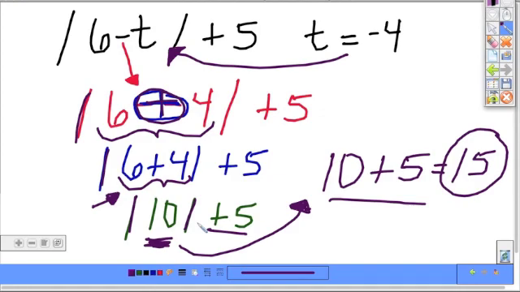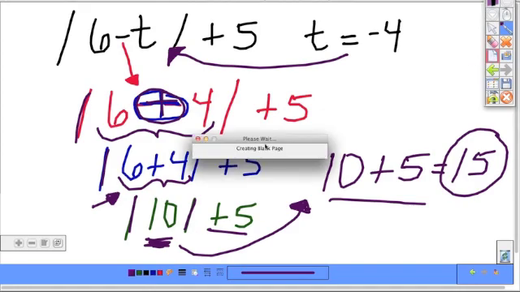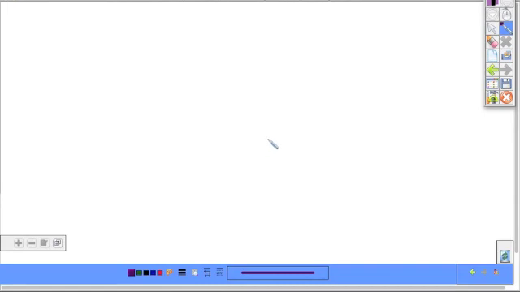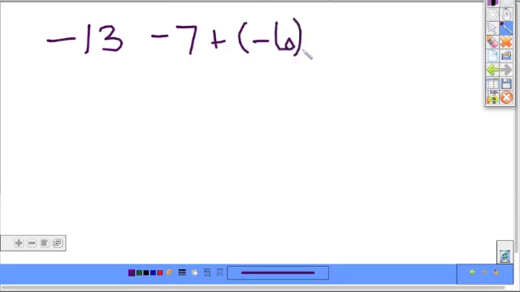Okay? Let me try one more. All right, this last one here, we're going to do a 3-digit one. We have -13 minus 7 plus a negative 6. All right. First thing I'm going to do is kick out this positive and these parentheses because I don't like them. They are not pretty. So I'm going to do negative 13 minus 7, kicking out these parentheses. I just bring down the negative 6.